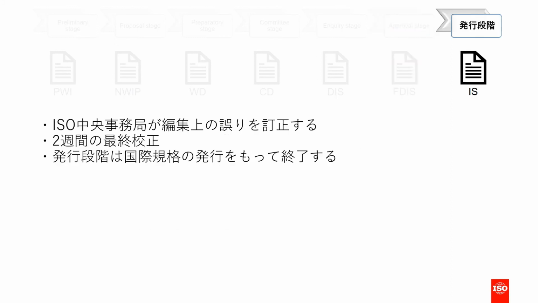The publication stage is when ISO corrects any editorial errors that were spotted during the FDIS. It then goes to the committee for a final proof before being published.